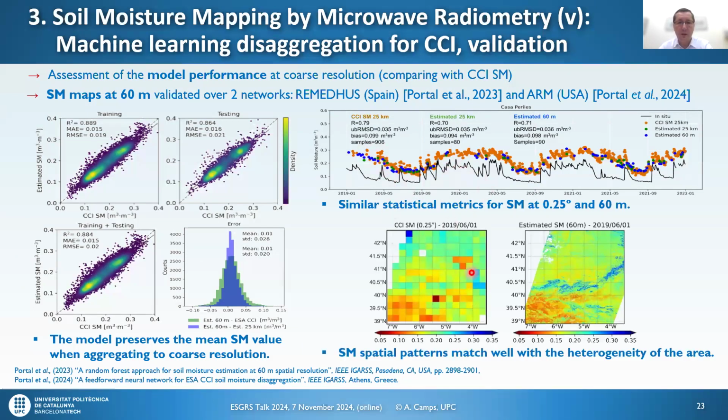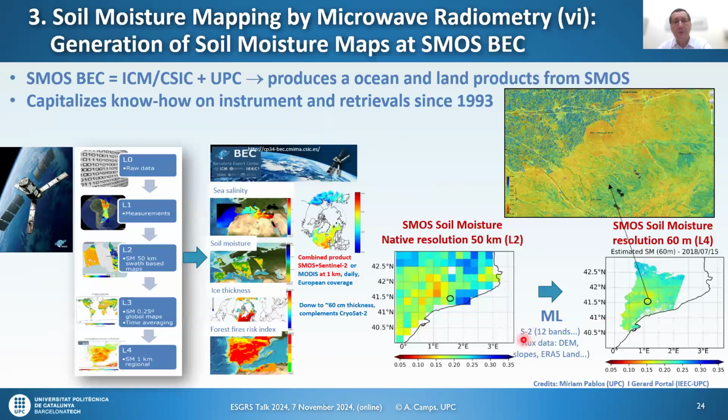This is the original product from ESA CCI, and this is the estimated soil moisture map at 60-meter resolution. So now you can see with a lot more detail, even the mountains, the valleys of the rivers, etc., that are wetter. Okay, so this is what we do at the Barcelona SMOS Expert Center, BEC.